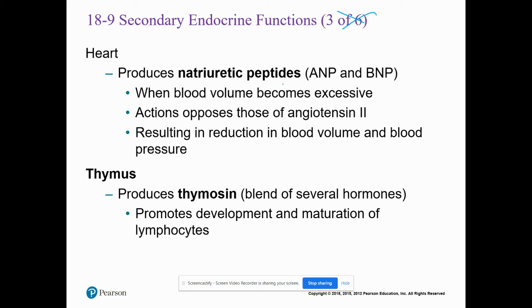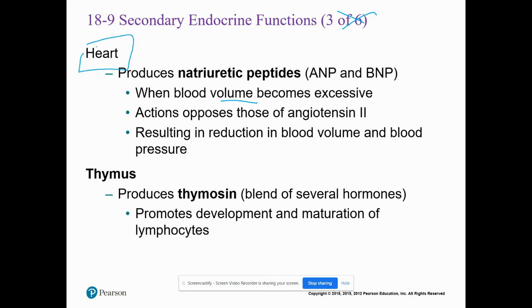All right, the heart. So we've got natriuretic peptides ANP and BNP. This is when your blood volume becomes excessive. An action that is opposite to those of angiotensin 2. So it ends up in reduction of blood volume and blood pressure.